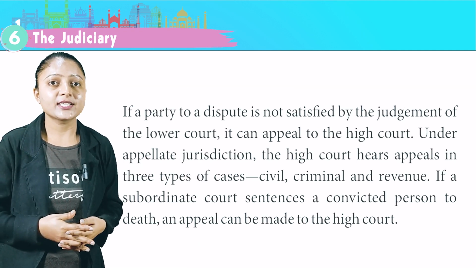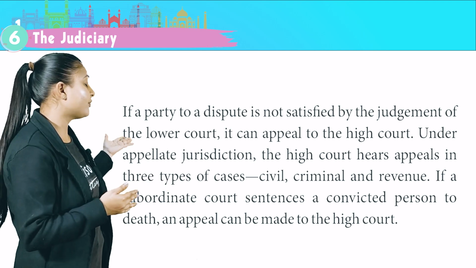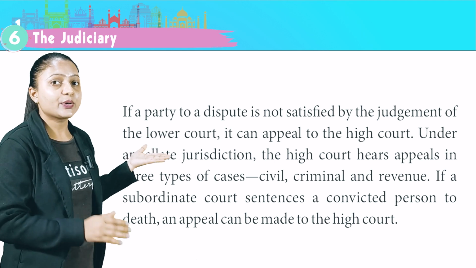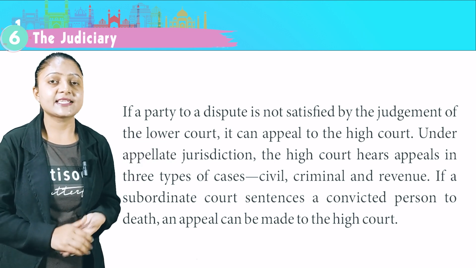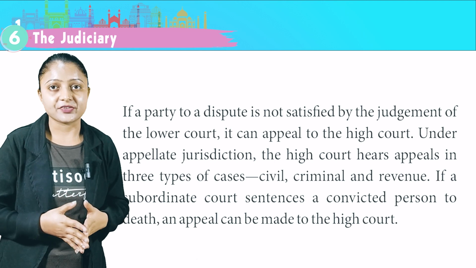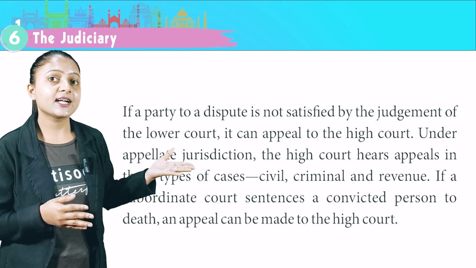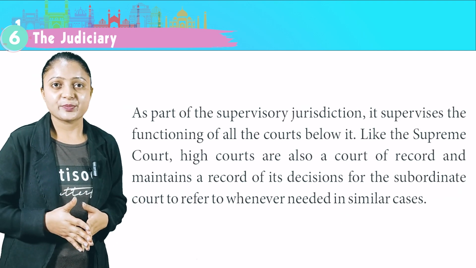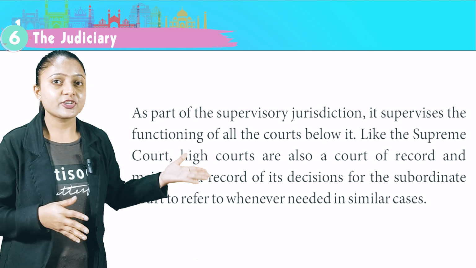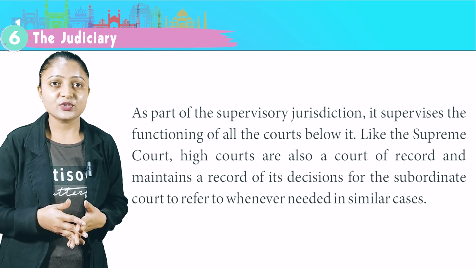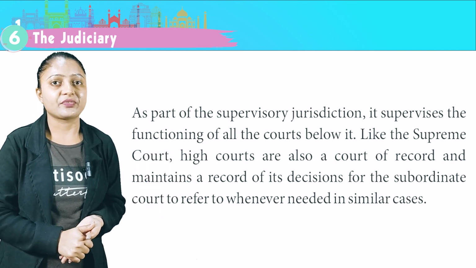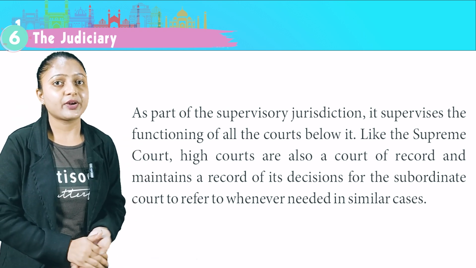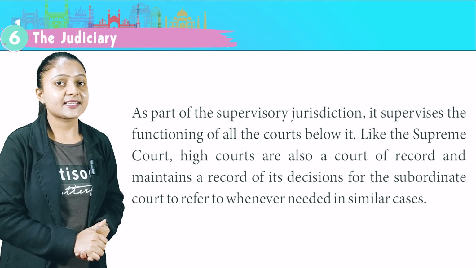If a party to a dispute is not satisfied by the judgment of a lower court, it can appeal to the High Court under appellate jurisdiction. The High Court hears appeals in three types of cases: civil, criminal and revenue. If a subordinate court sentences a convicted person to death, an appeal can be made to the High Court. As part of the supervisory jurisdiction, it supervises the functioning of all the courts below it. Like the Supreme Court, High Courts are also a court of record and maintain a record of their decisions for the subordinate courts to refer to whenever needed in similar cases.